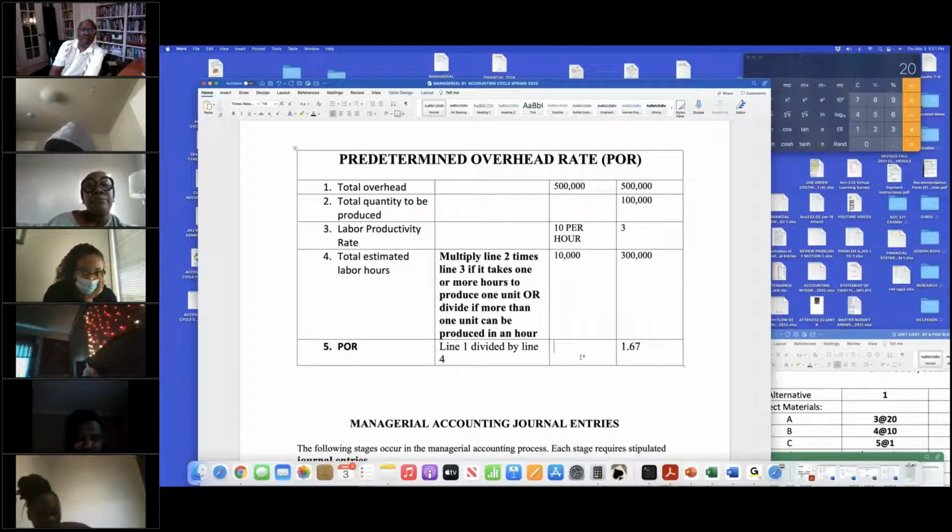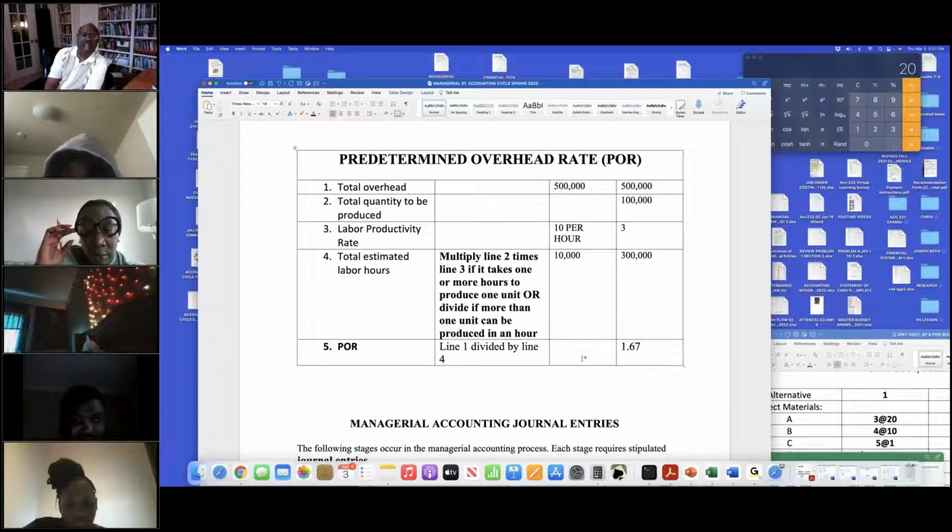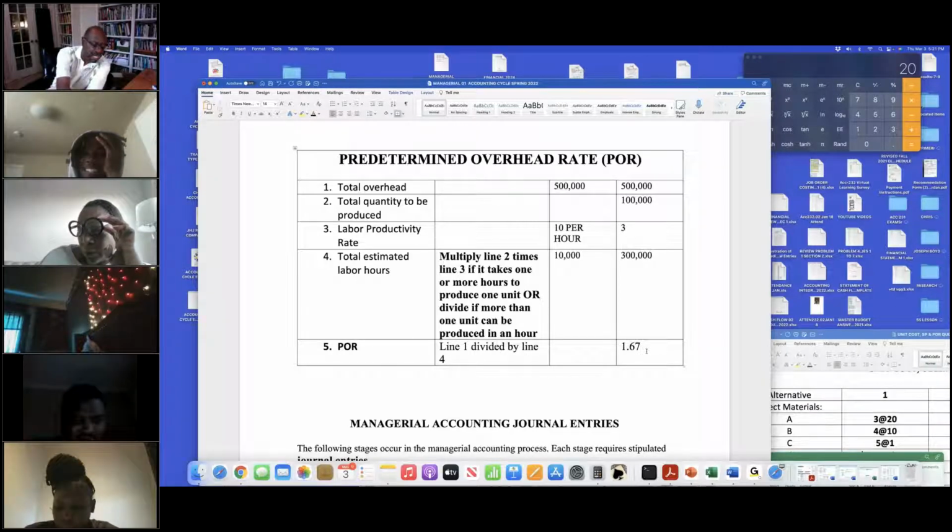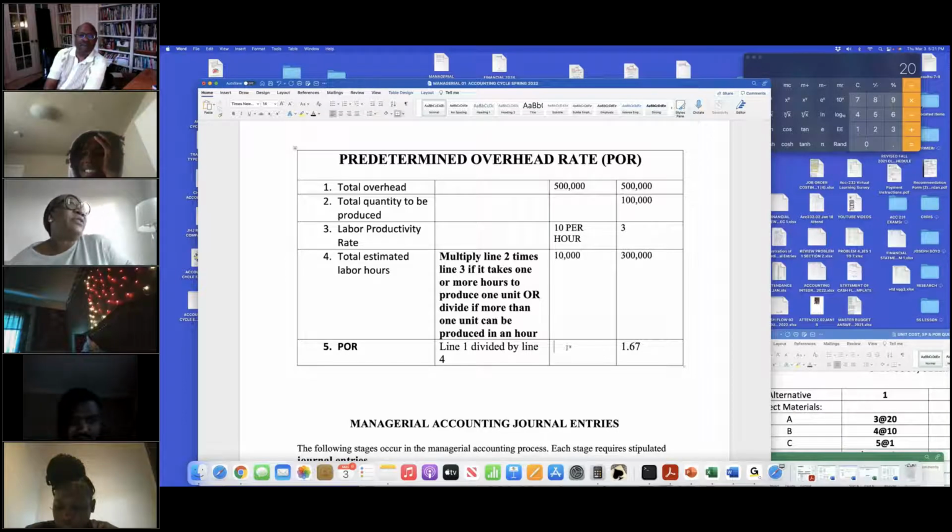Is that 2? Line 1 divided by line 4. 1.67. Oh, goodness. 500,000 divided by 10,000. Line 1 divided by line 4. Here we divided 500 by 300 and we got 1.67. Here we're going to divide 50 sounds like a good number. It's going to be 50. Yeah. 50? Yes. Don't make it hard.